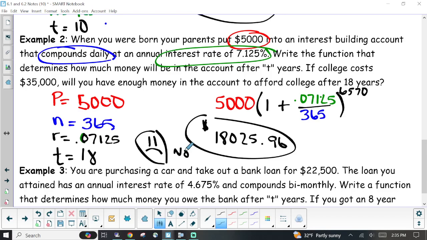So in 18 years, we went from 5,000 to just over 18,000.